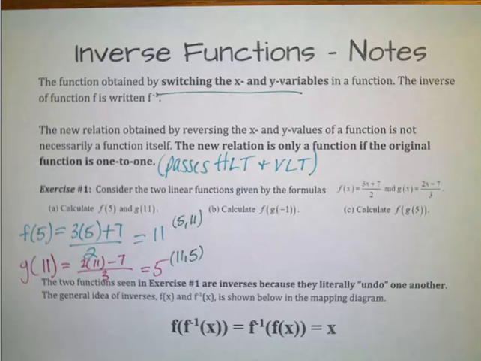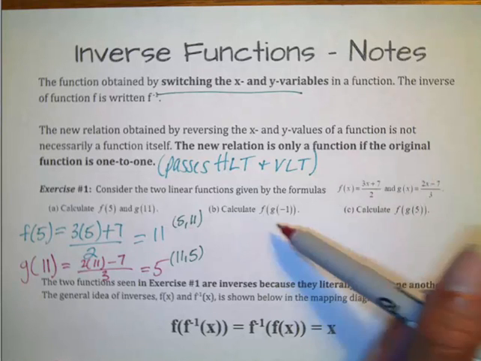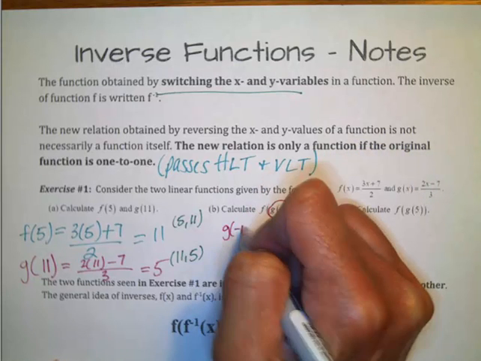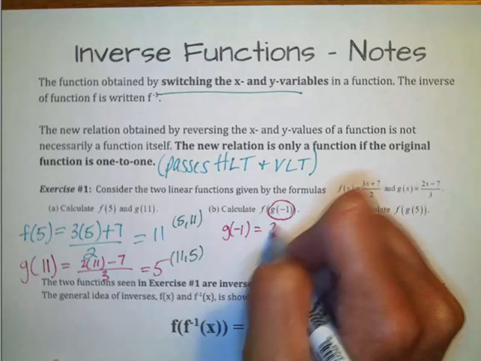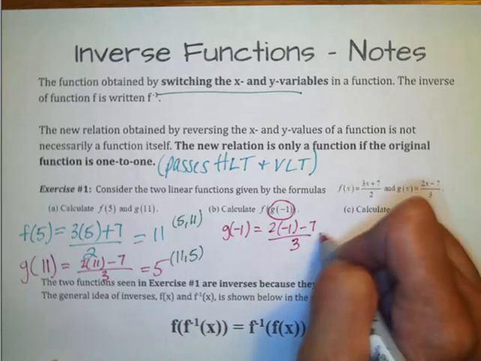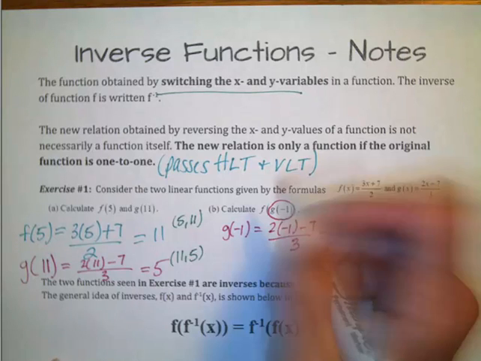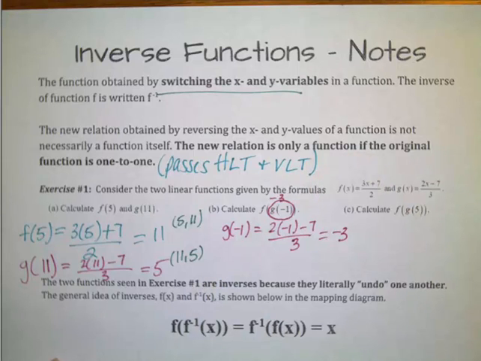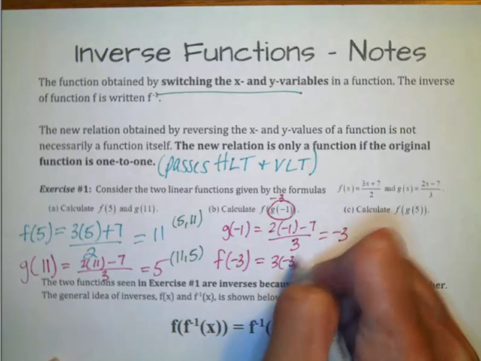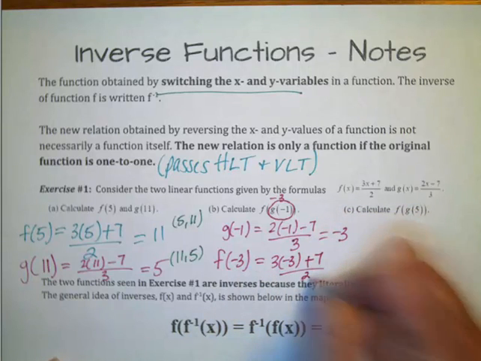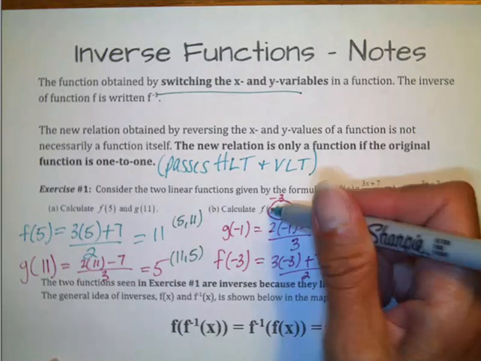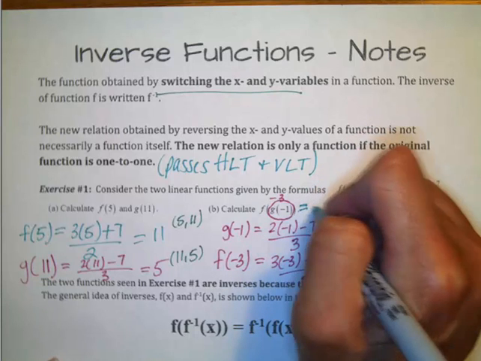All right, so now let's try to calculate f of g of negative 1. So we're going to start with g of negative 1. So 2 times negative 1 minus 7 over 3 is negative 3. So the answer to g of negative 1 is negative 3. So now we're going to do f of negative 3. So 3 times negative 3 plus 7 over 2 is negative 1. So f of g of negative 1 is negative 1.